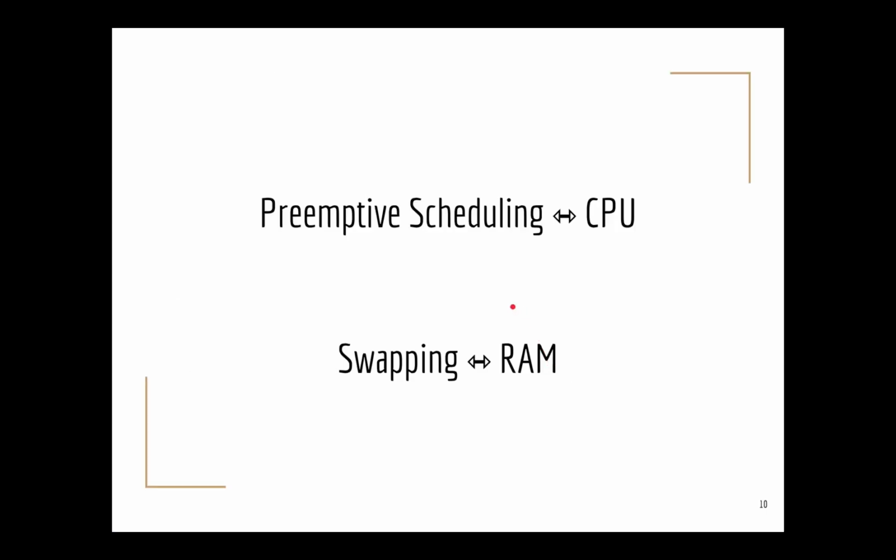I hope now you see some similarities between CPU scheduling and process swapping. Recall that implementation of preemptive scheduling algorithms requires a mechanism to kick out a process out of the CPU. To implement virtual memory, a swapping mechanism is needed to kick out a process out of the RAM.